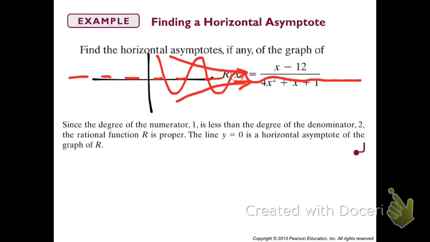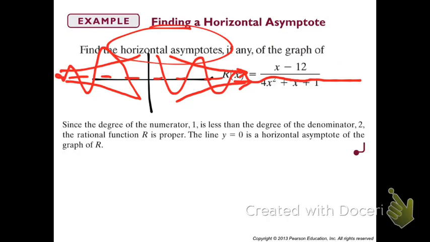Okay, and then from the left side it might go that way, it might go that way, it might cross it and then get closer and closer. We don't know, we don't really care right now because we're only being asked to find the horizontal asymptotes. Okay?